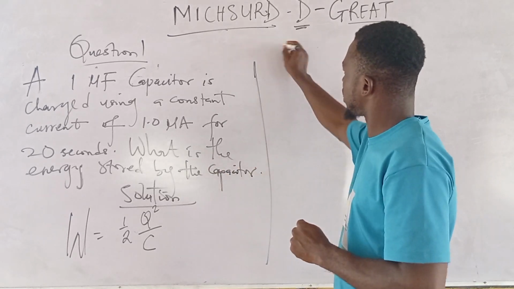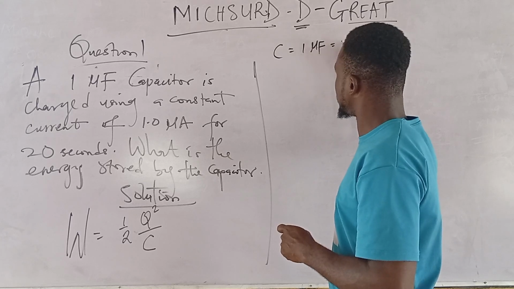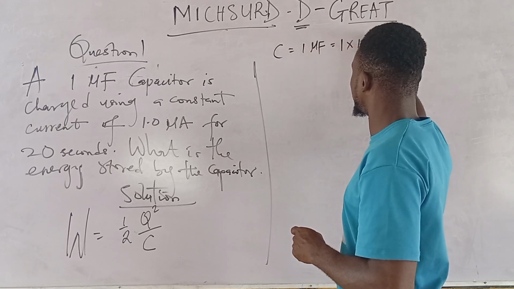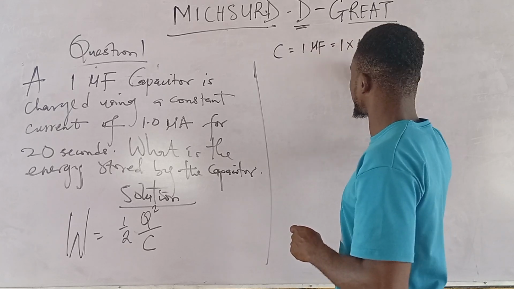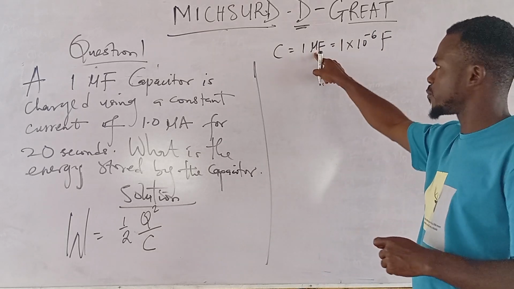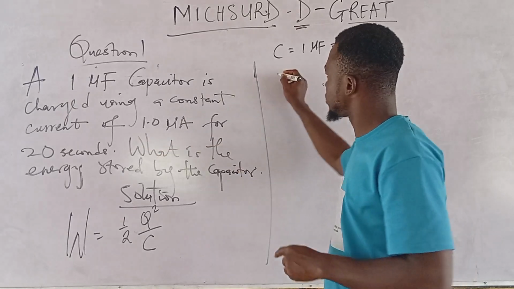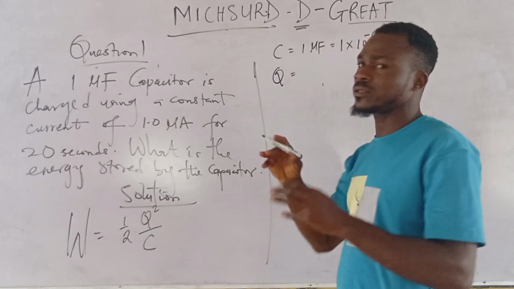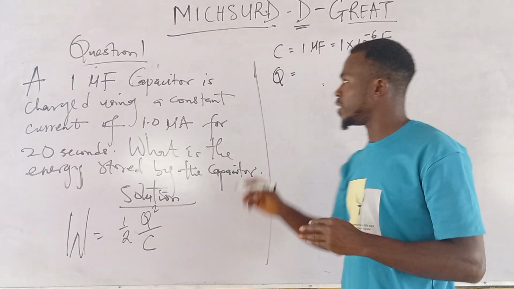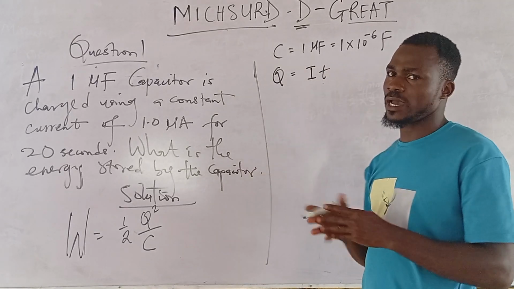So first of all, we have the capacitance of the capacitor as 1 microfarad, which is the same as 1 times 10 raised to the power minus 6 farad. So 10 raised to the power minus 6 is what we call the micro. And we have for the charge Q from our current electricity, that the charge is equal to the current times the time taken.